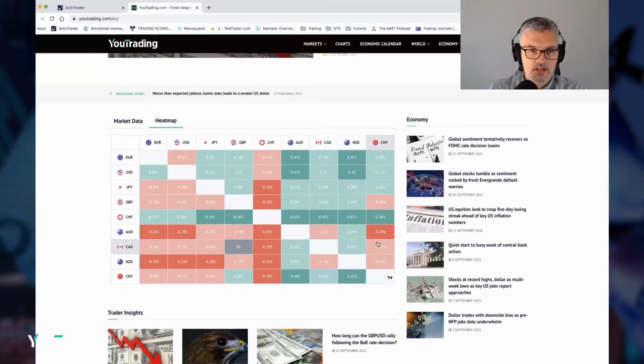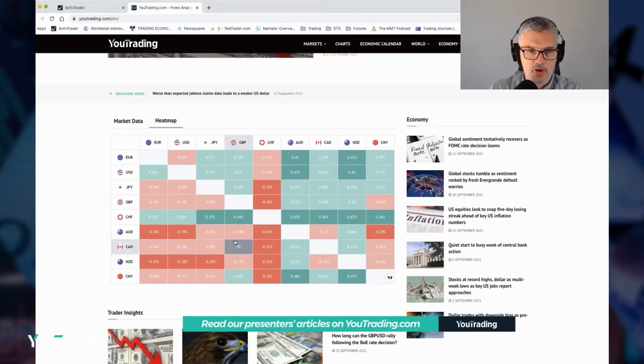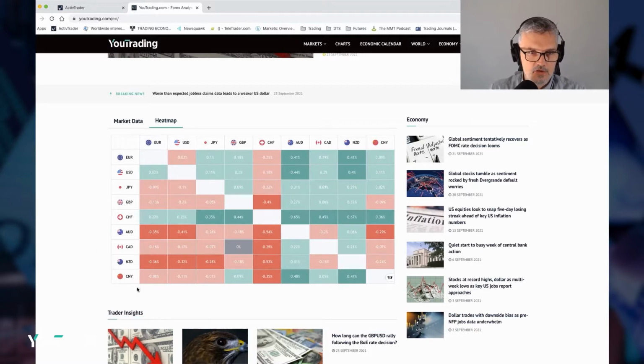So first things first, going to take a look at the YouTrading.com Forex heat map. And you can see today that the bottom left-hand corner is red, top right corner is green. So for me, just visually, this is a risk-off day. I'm expecting to see the commodity pairs all red today, as there is a move into the Swiss franc and the yen and the US dollar.